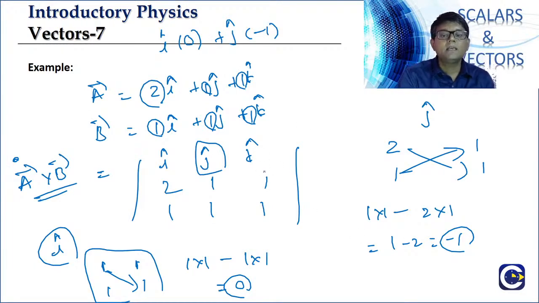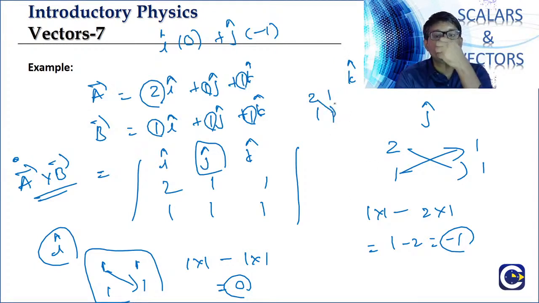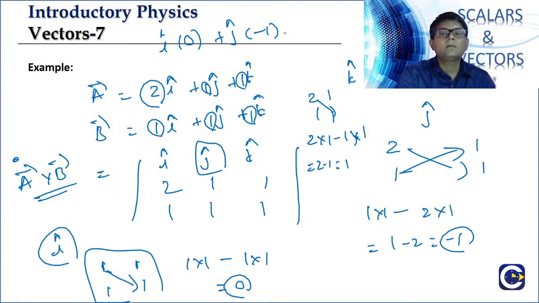Now last comes K cap. Forget about the row and column. If you forget about the row and column, what will be remaining? 2, 1, 1, 1. Here the formula is 1 into 4 minus 2 into 3, which is 2 minus 1, 1. Means the K cap factor is 1. So it will be 0 into I cap, means there is no I cap at all.